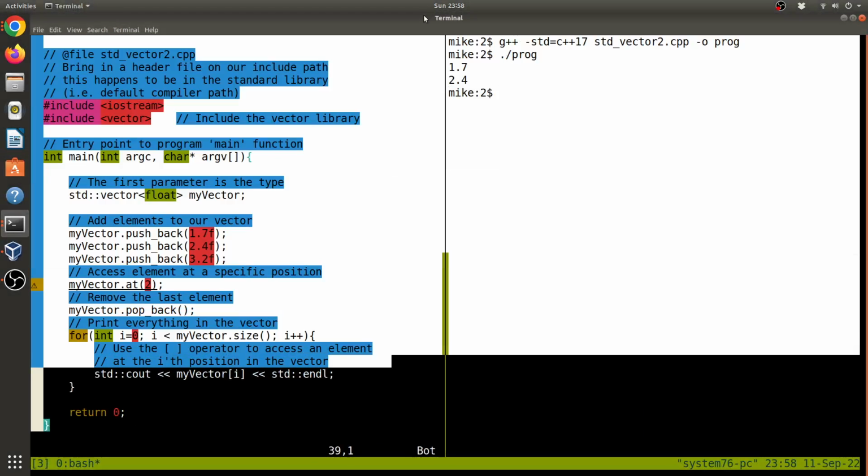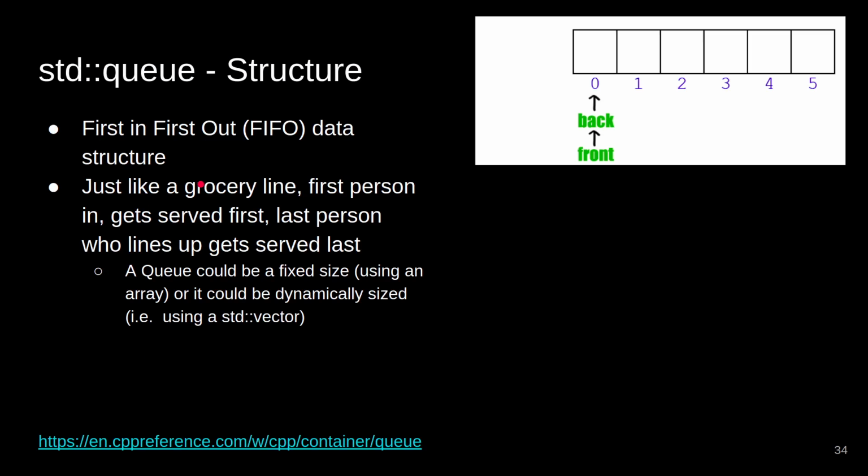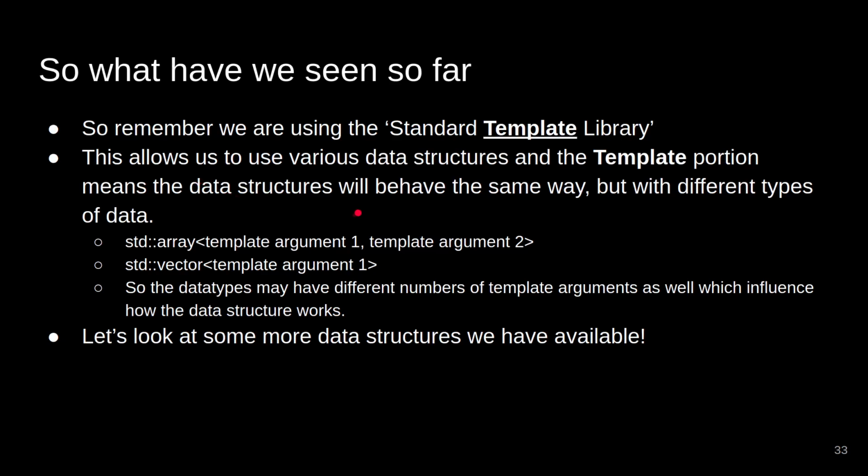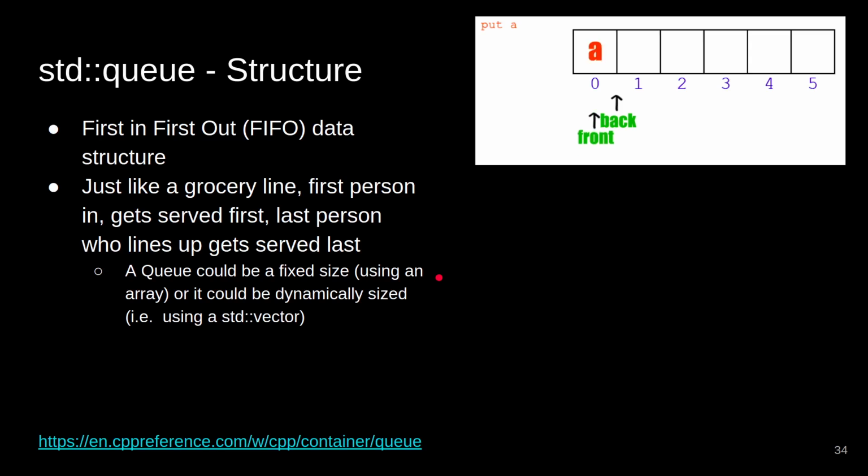All right, so let me make this smaller and jump back into the slides here. To recap what we've done: we've learned some data structures that exist. Arrays just give us a fixed size thing, where we pass in the type and how big it is. Vector is a resizable array. That's the idea. Let's take a quick look at some other data structures that we have available, and then we'll wrap things up here.